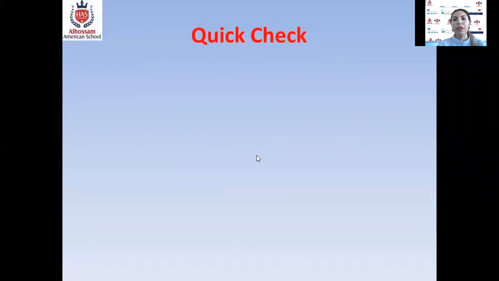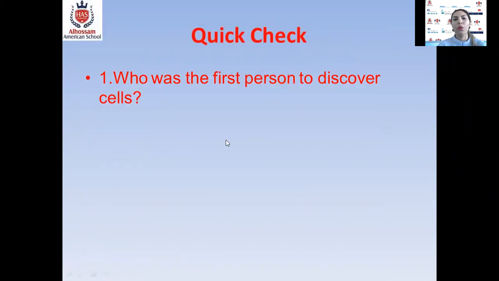At the beginning, we'll start with a quick check. Who was the first person to discover cells? If you know the answer, just raise your hand. Ahmed? Robert Hooke. Great job, Robert Hooke.